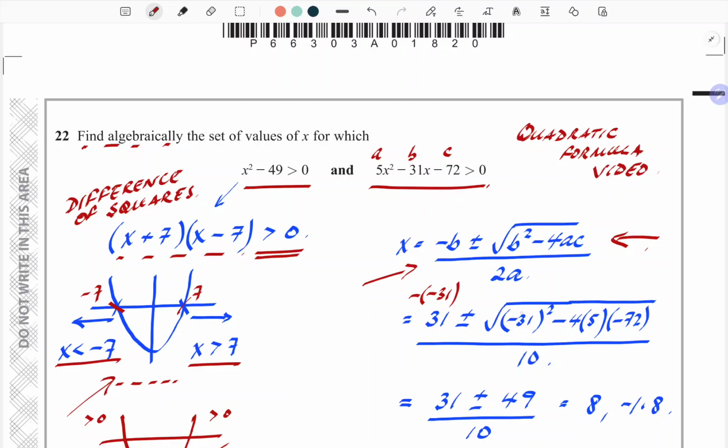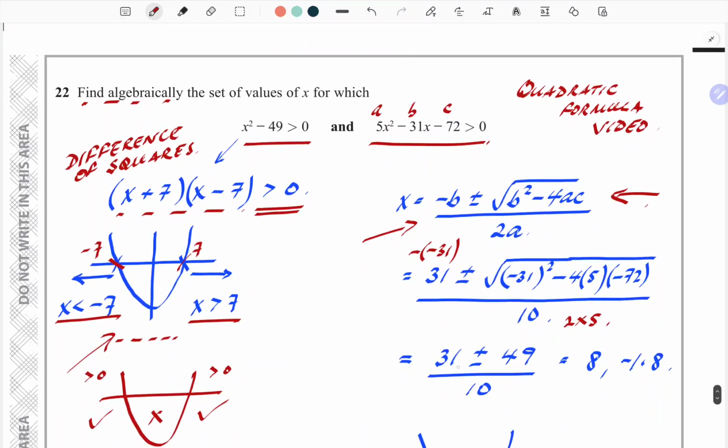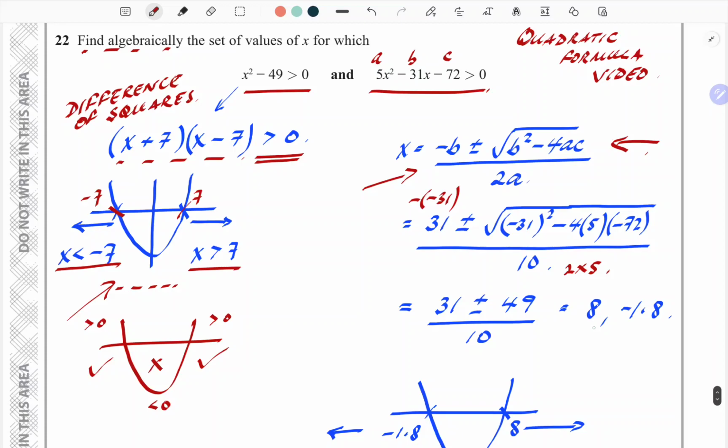Minus 31 all squared comes out to be positive, then times minus 4 times 5 times minus 72. So that actually comes out to be positive, right? All divided by 10, which is 2 times 5, okay? 2 times a, in fact. So working all that out, it comes out to be reasonably nice numbers, actually. 31 plus or minus 49 divided by 10. And that actually gives you two roots. If you were to solve for equals 0, you'd get 8 and minus 1.8.